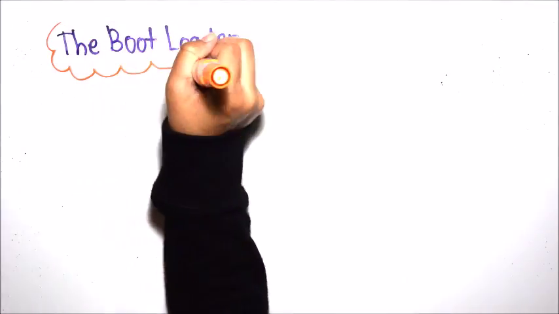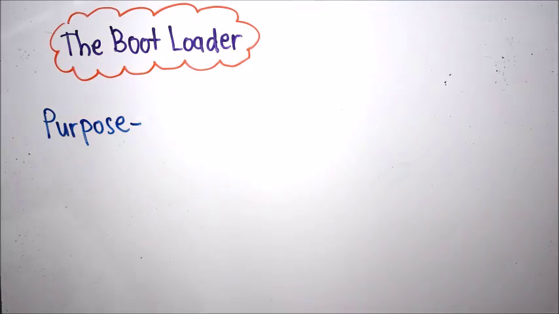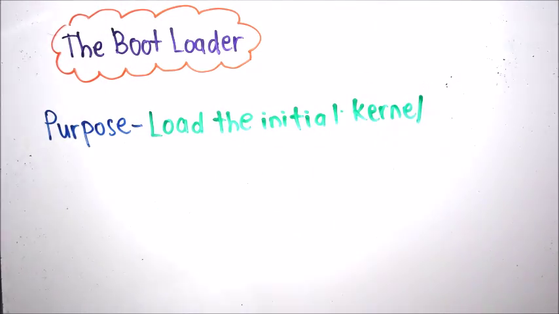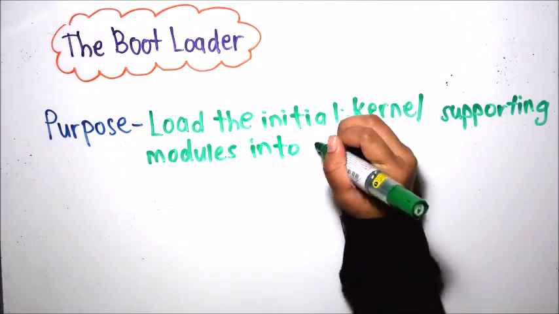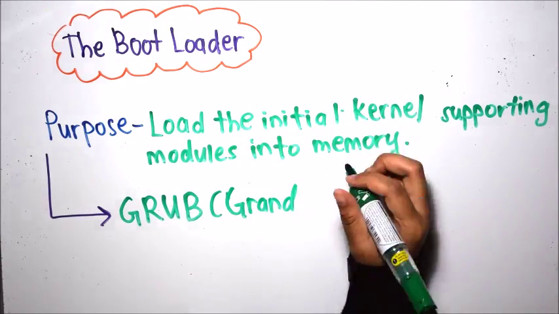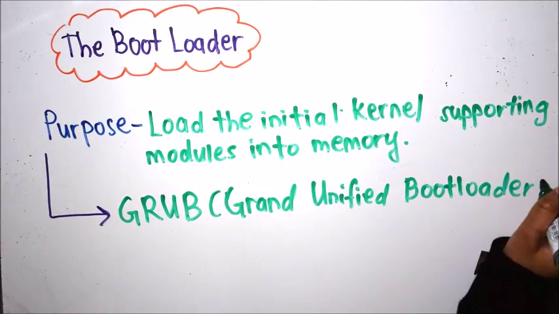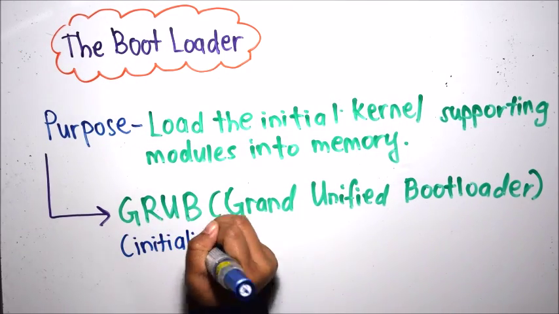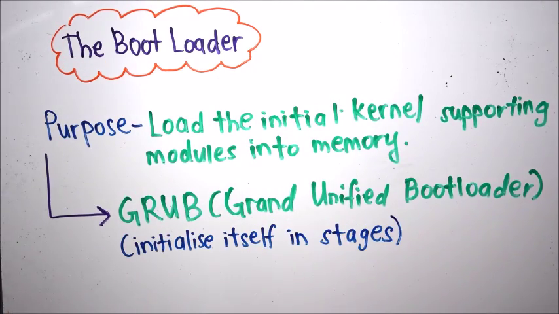The fourth process is called the bootloader. The purpose is to load the initial kernel supporting modules into memory. It is also known as GRUB, which is Grand Unified Bootloader. What it does is it initializes itself in stages.